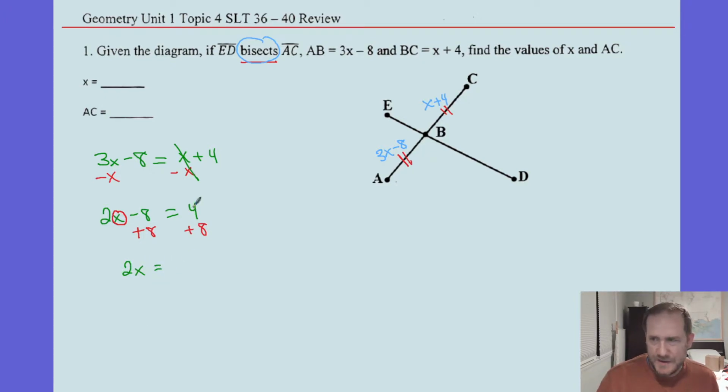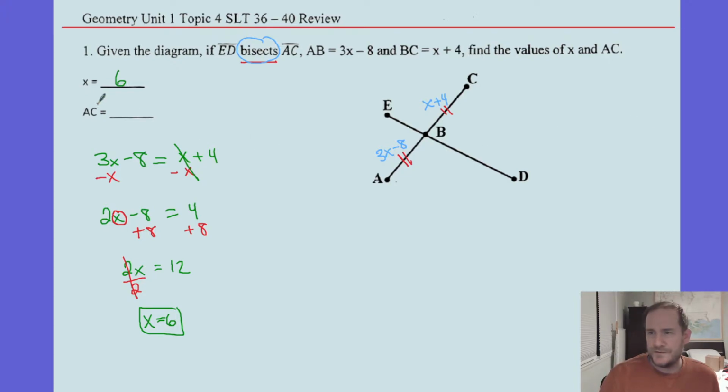So 4 plus 8 is 12. Now to get rid of the 2, I divide by 2. Dividing is the opposite of multiplying. So you can undo the multiplication by 2 by dividing by 2. It cancels out, and you now have x equals 6. So that's how we found out that x is 6.